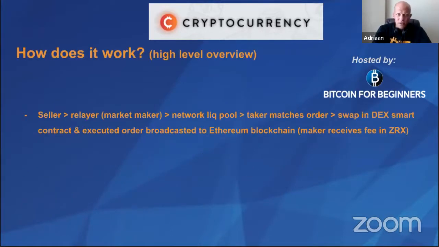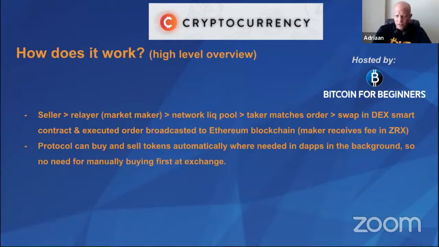So the process steps are, if you want to sell any token, you can send it to a relayer, which is the market maker, who will then broadcast it to the network's liquidity pool. On the other side, a taker that matches the order will fill it, and then it gets swapped in a decentralized exchange smart contract, and the executed order will be broadcast to the Ethereum blockchain. And the maker can, if he asked for it in the order process, receive a fee in 0x token.